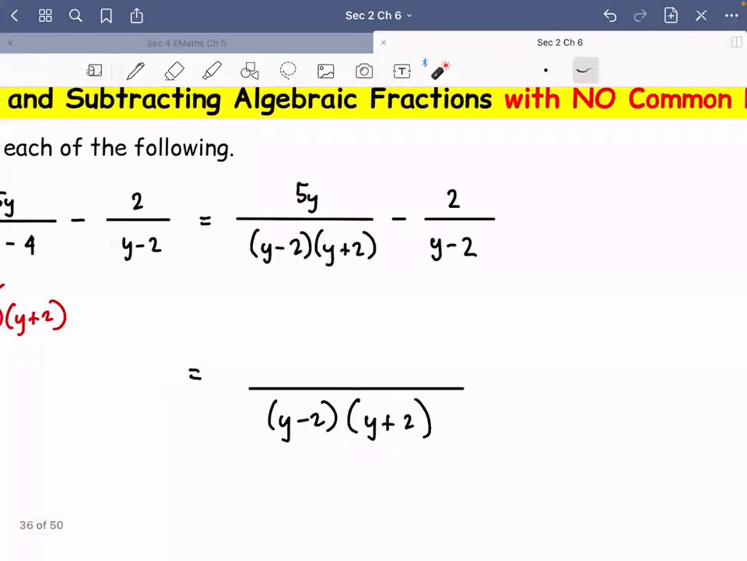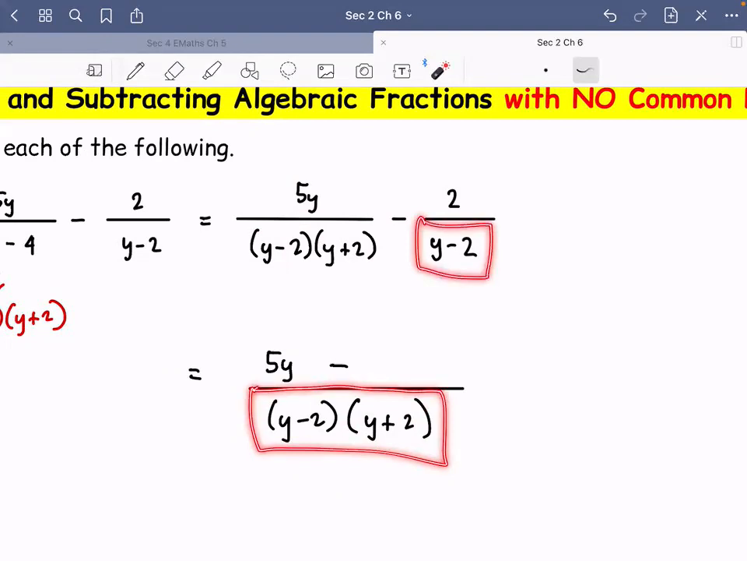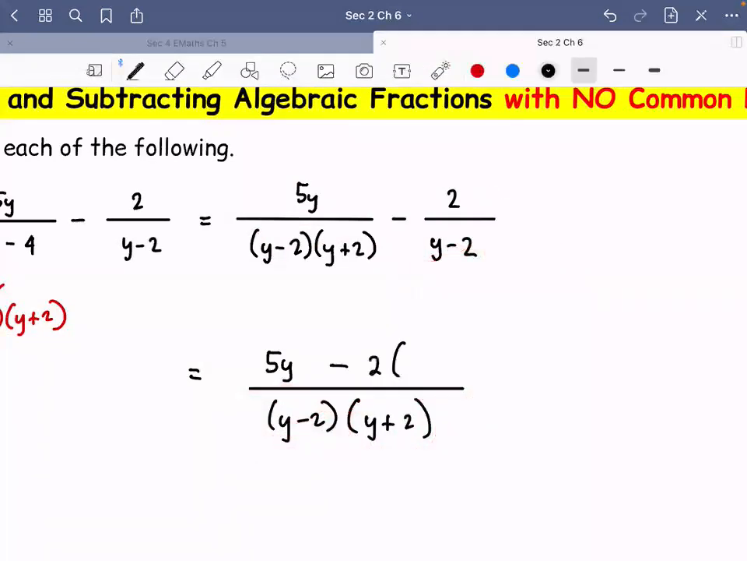So let's divide this with this. y minus 2 times y plus 2 divided by the same thing. What's left? It's 5y, and then minus. Wait, let me write that. This one, y minus 2 times y plus 2 divided by y minus 2. So y minus 2 gets cancelled, right? What's left? We have y plus 2 times 2. So how are we going to write that? 2 times y plus 2.